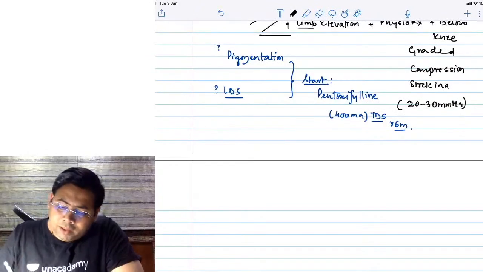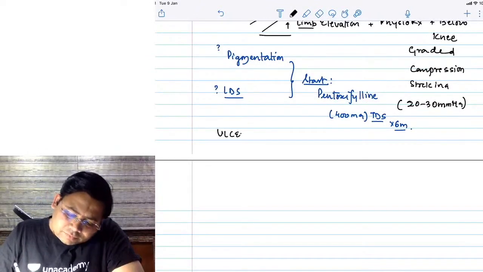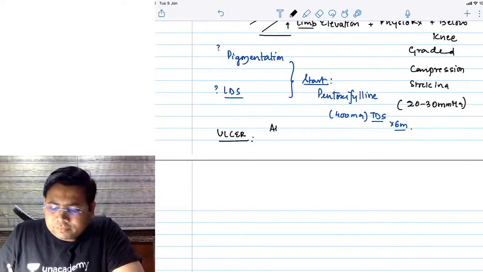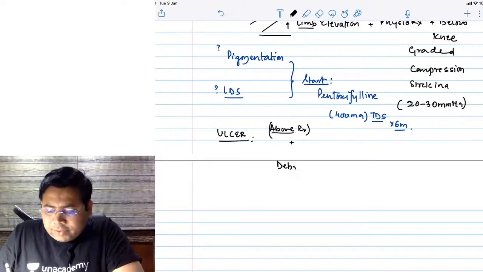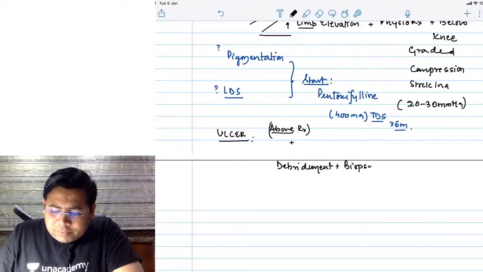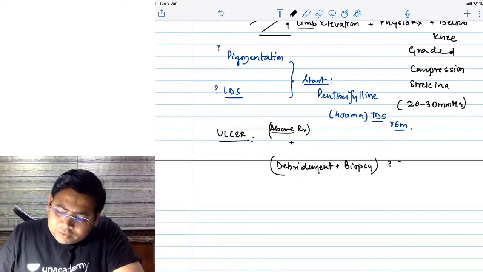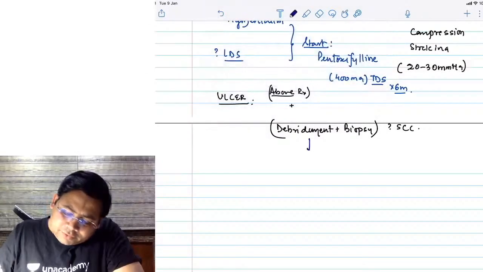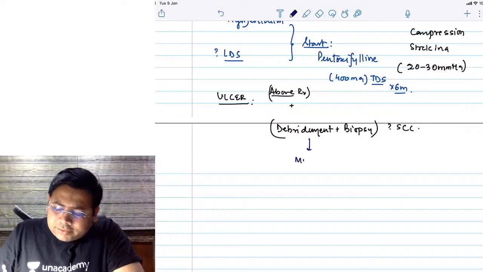Next is, in case of ulcer, what to do? Along with the above treatment, you will have to go for debridement. Why debridement? Along with debridement you need a biopsy, because it may be associated with what? SCC. And after that you will advise a multi-layered compression bandaging.